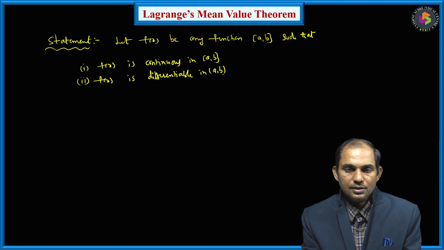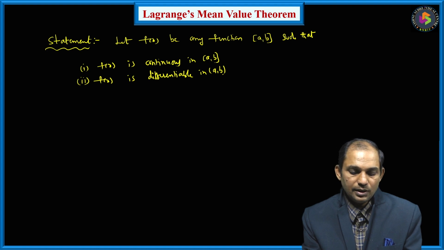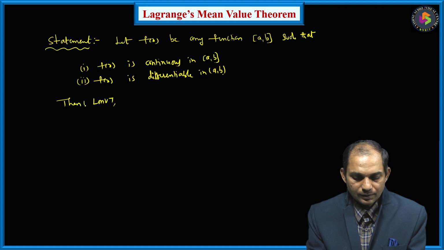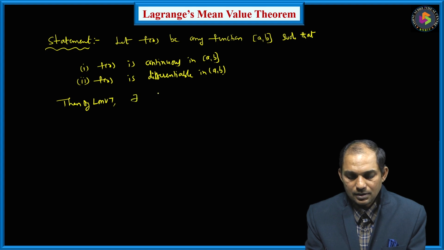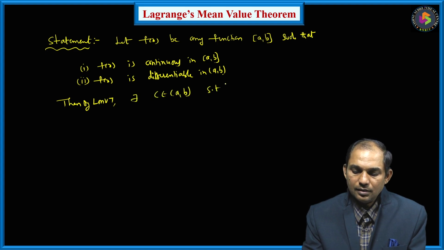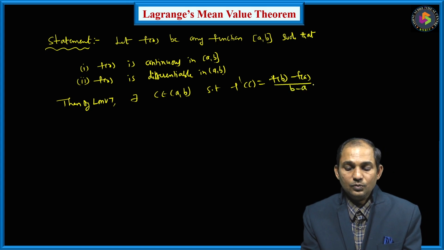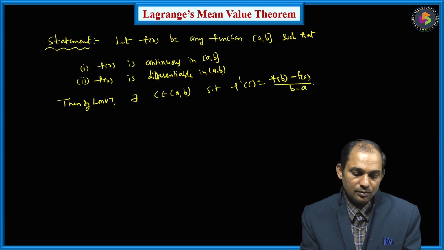If these two conditions, continuity and differentiability, are satisfied in the closed and open intervals respectively, then Lagrange's mean value theorem says that there exists a point C in the open interval a comma b such that f dash of C is equal to f of b minus f of a by b minus a. This is the statement of Lagrange's mean value theorem.